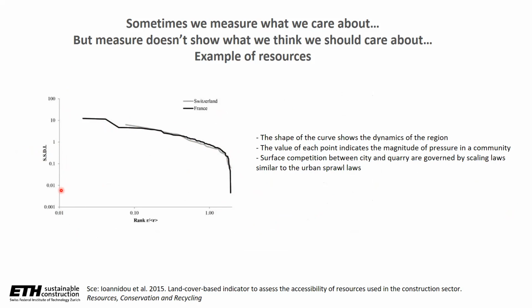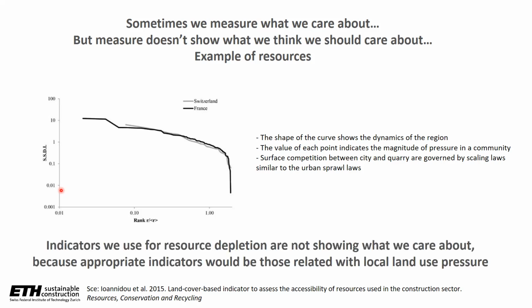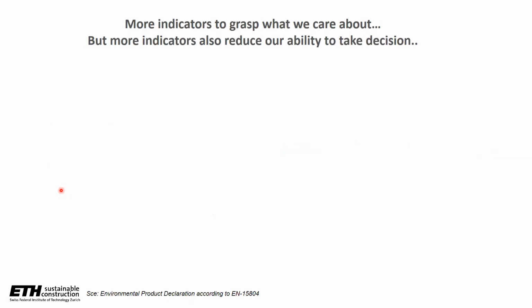And also we show that the surface competition between cities and quarries is governed by scaling laws, similar to urban scaling laws. So it means that the indicators we use for resource depletion are not showing what we care about, just because the appropriate indicators would be those related to local land use pressure. So we could add this indicator, of course, but you know that if we add more indicators to grasp really what we care about, it also reduces our ability to take decisions.